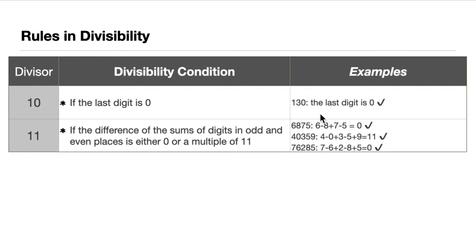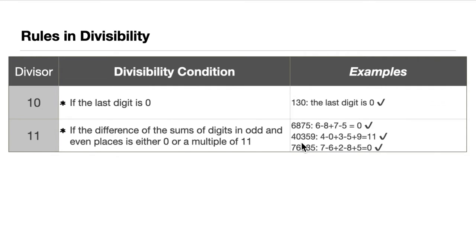For example, we have 6,875. What we're going to do is minus first: 6 minus 8, that's minus 2. Then minus 2 plus 7, this time plus, is positive 5. 5 minus 5 is 0. So indeed, this number, 6,875, is divisible by 11.